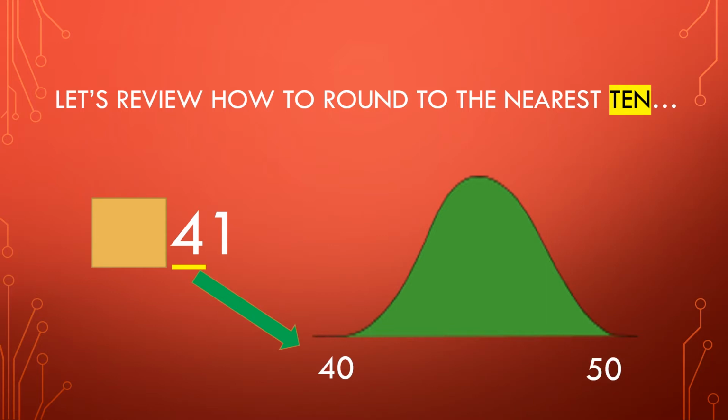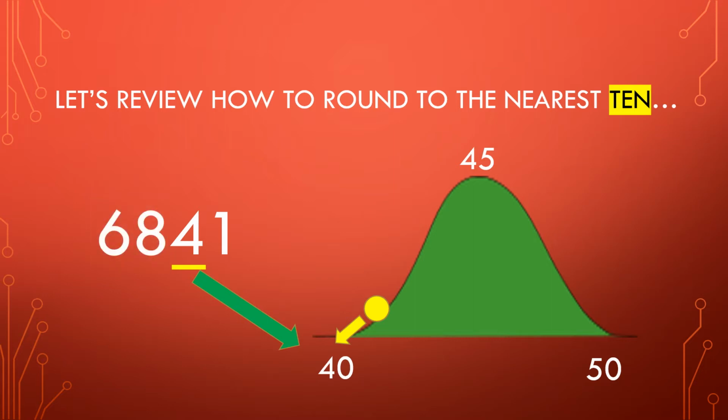At the beginning of my hill, I have 40. At the end of my hill, I have 50. At the top of my hill is 45. Where does 41 fall on the hill? Falls about right there. If this was a ball on this hill, what would happen to that ball? It would roll down towards 40. Therefore, 41 rounds to 40 for its nearest 10.